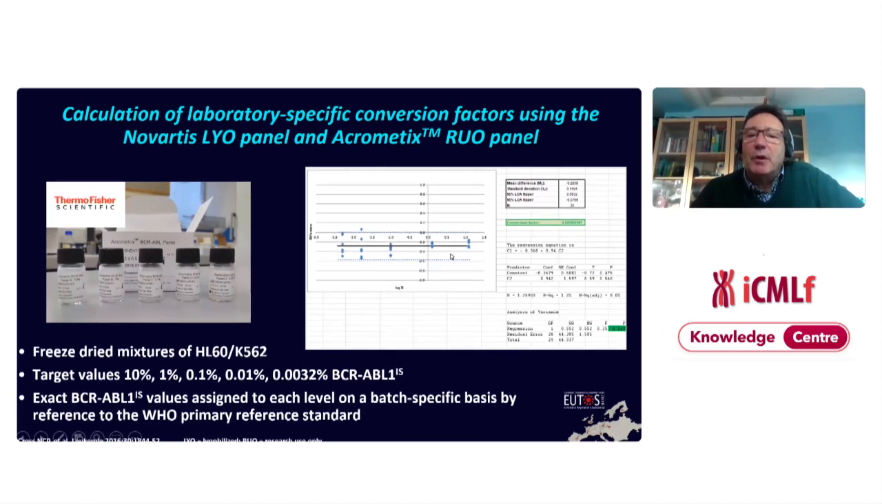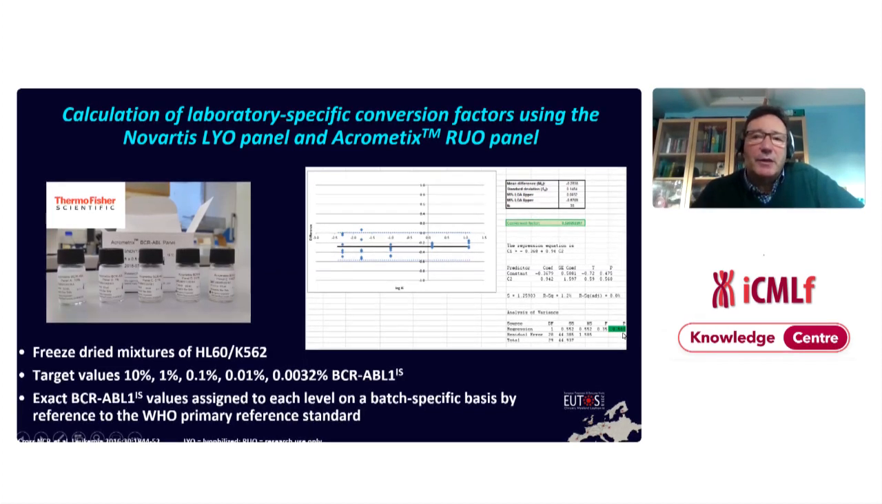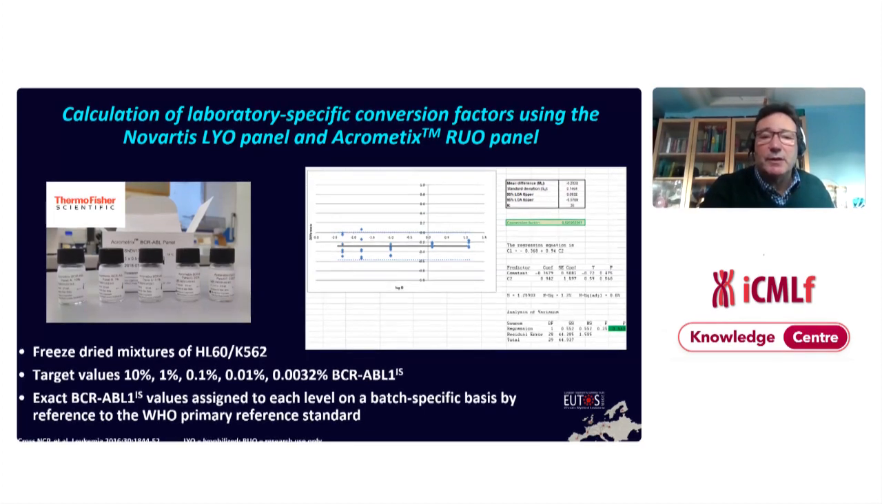This is a Bland-Altman plot, but this is basically deriving a conversion factor, in this case 0.56, using these standards. And we've found in European centers this works very well. By having commercially available reagents, these are available for labs to do this on a regular basis, when they change equipment, whenever they want, basically.